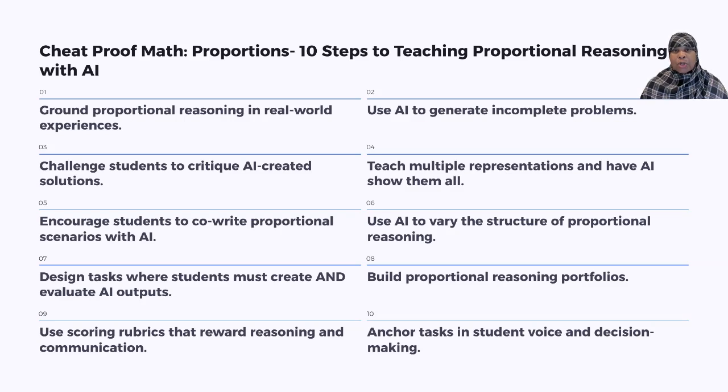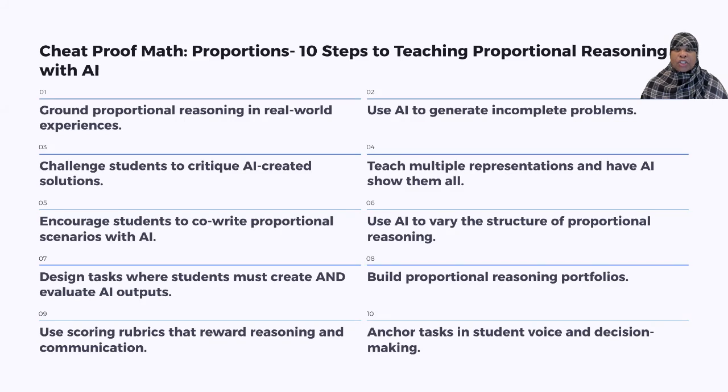Step 8 is to build proportional reasoning portfolios. You will ask students to collect 3 AI-generated word problems, their own visual models, a written explanation of the constant of proportionality, and 1 reflection on how they misunderstood a proportion and later corrected it. This creates evidence of growth and not just correct answers.